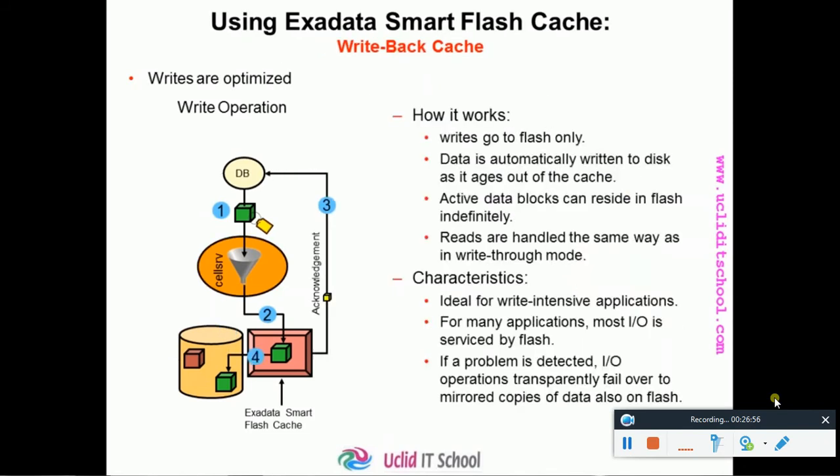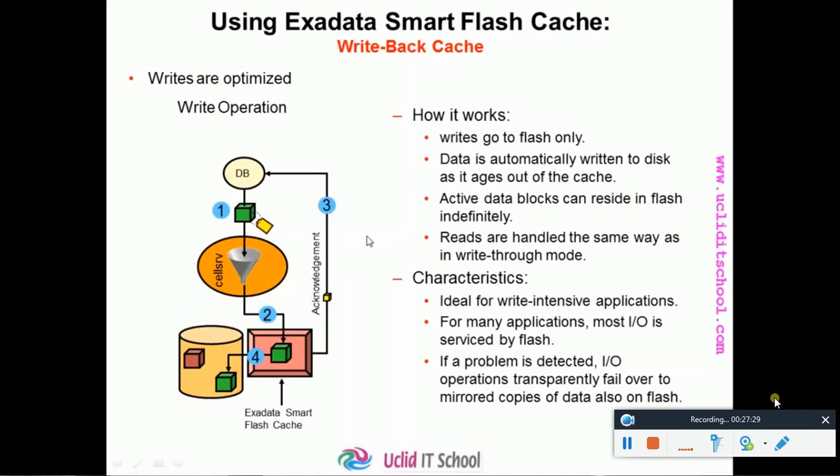Similarly, write back cache. Again, write back cache is optimized for write operations. That means any write operation will be directed to the flash cache, not the hard disk. Because flash cache is much faster, your write operation will be much faster. So how does write back cache work?